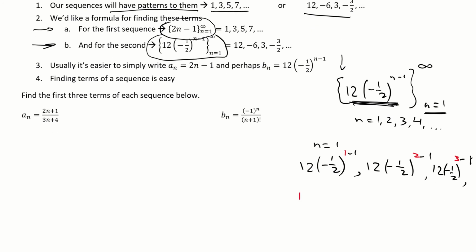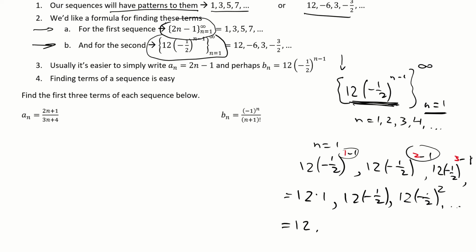The first one is 12, and it's times 1 because that's the 0 power. And then comma 12 times negative 1/2 because that's the 1 power. And then 12 times negative 1/2 squared, right? So it keeps going, and we end up with first a 12, then a negative 6, then because this is 1/4, a 3, right? Am I doing that right? 3, and it keeps going.